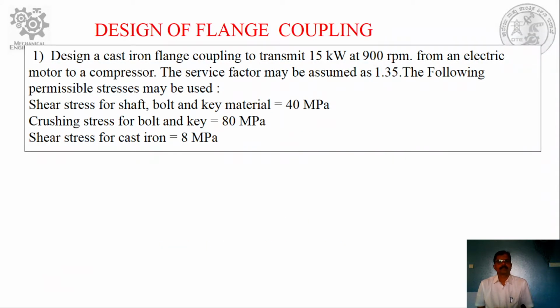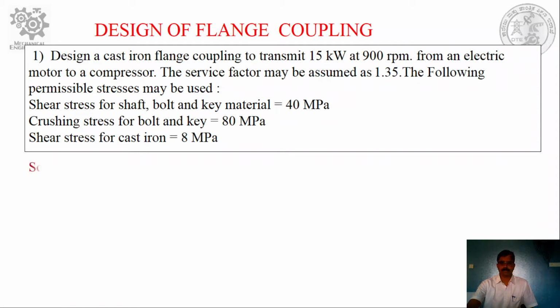Now, let us read the problem. Design a cast iron flange coupling to transmit 15 kW at 900 RPM from an electric motor to a compressor. The service factor may be assumed as 1.35. The following permissible stress may be used. Shear stress for the shaft, bolt and key materials equal to 40 megapascal. Crushing stress for bolt and key is equal to 80 megapascal. Shear stress for cast iron is equal to 8 megapascal.